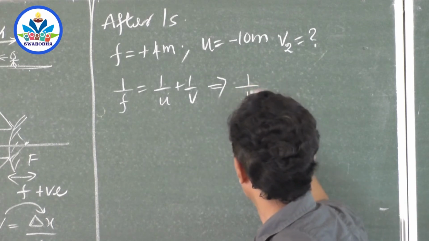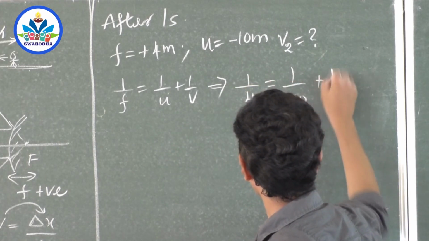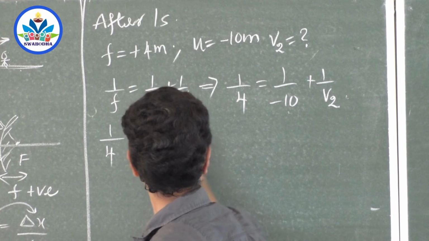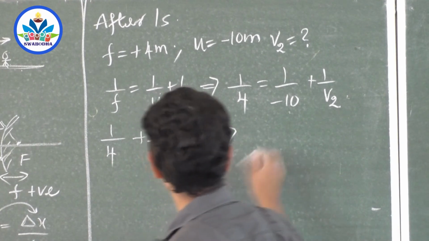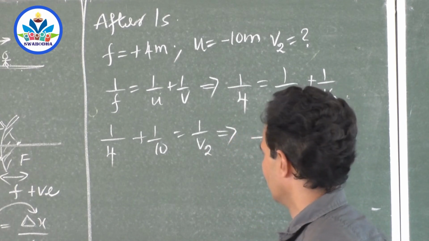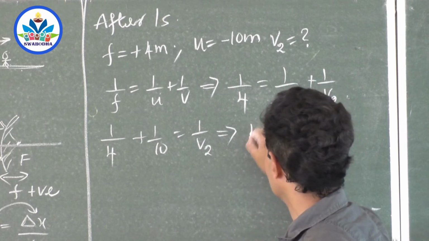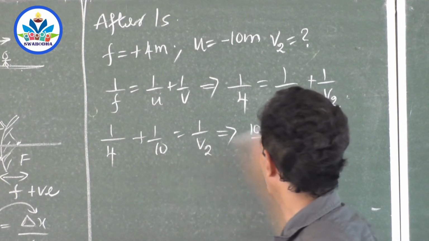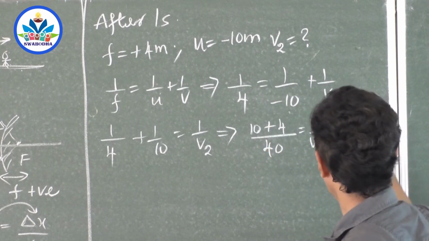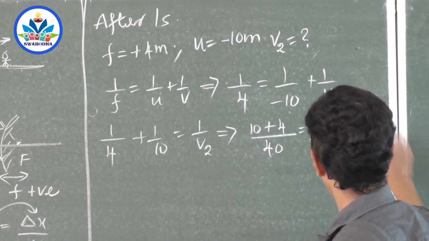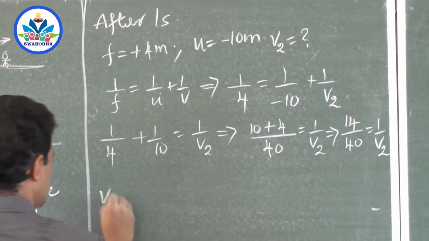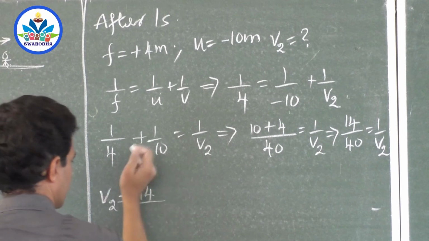Yes, 1 by 4 is equal to 1 by minus 10 plus 1 by v2. So we'll bring this here. 1 by 4 plus 1 by 10 is equal to 1 by v2. That implies, I will take common denominator 40. You can take 20 also. If I take 40, this is 10 plus 4, that is equal to 1 by v2. That implies 14 by 40 is 1 by v2, right? Then what else will remain? Yes, v2 is equal to 40 by 14.